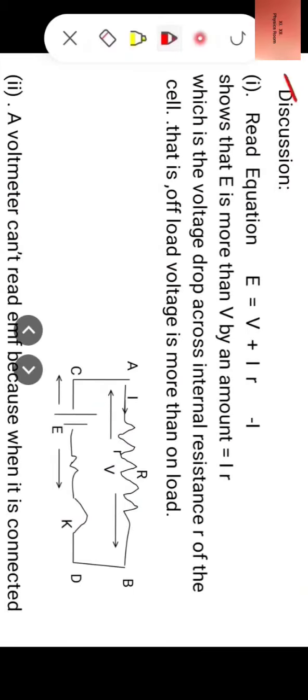Now discussion. The first point of discussion is that EMF is more than potential difference. Let us see how it could be. Now read equation 1 as E is equal to V plus Ir. This equation shows that E is more than V by an amount I into small r, which is the voltage drop across internal resistance small r of the cell. That is, off-load voltage is more than on-load voltage.